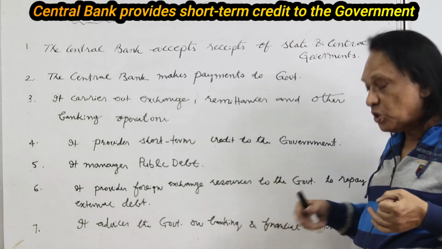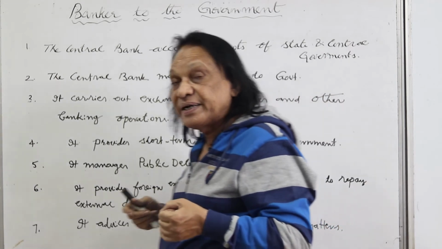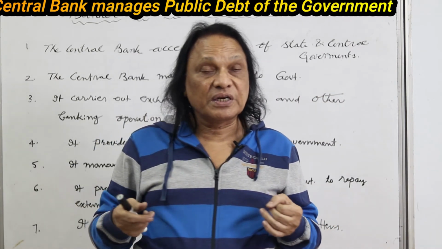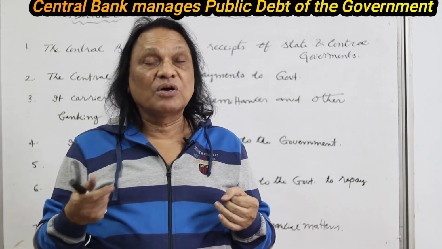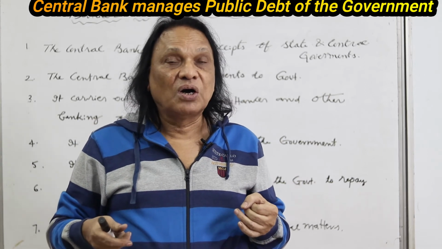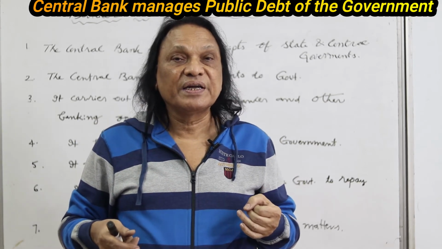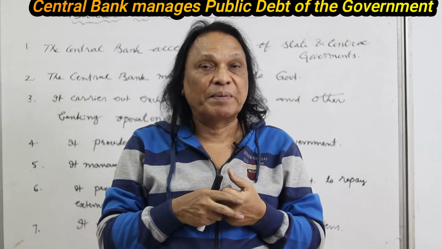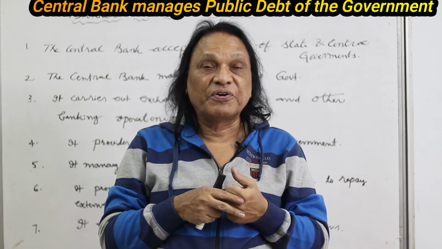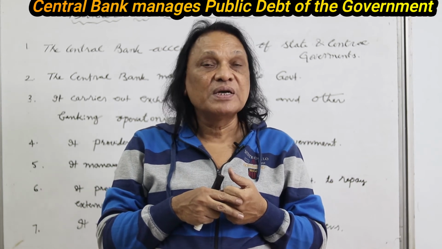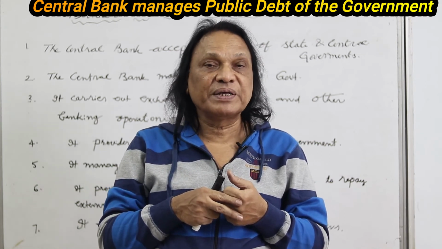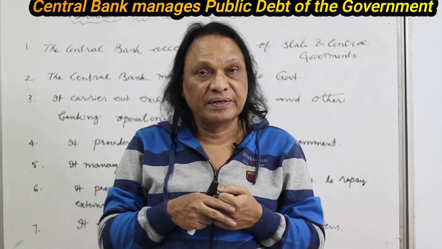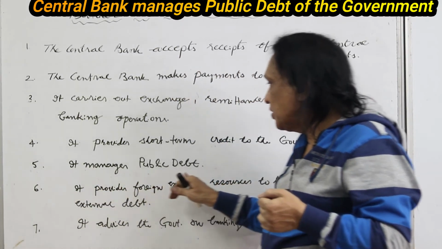Next one: it manages public debt. What exactly is public debt? The central government or the state governments, when they need it, when there is an emergency, borrow from the public. That's called public debt. It is for administration, for running of the government. So all these accounts are maintained by the central bank, and it manages public debt.